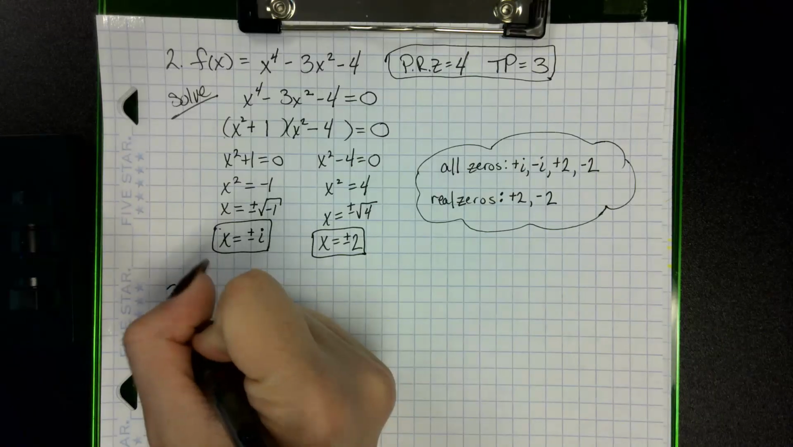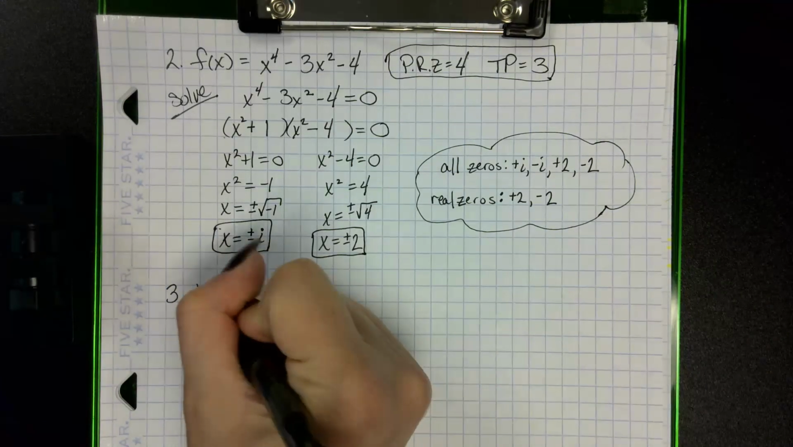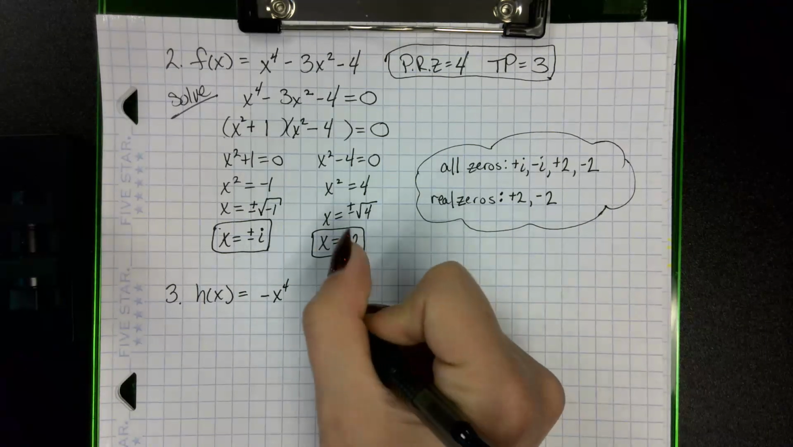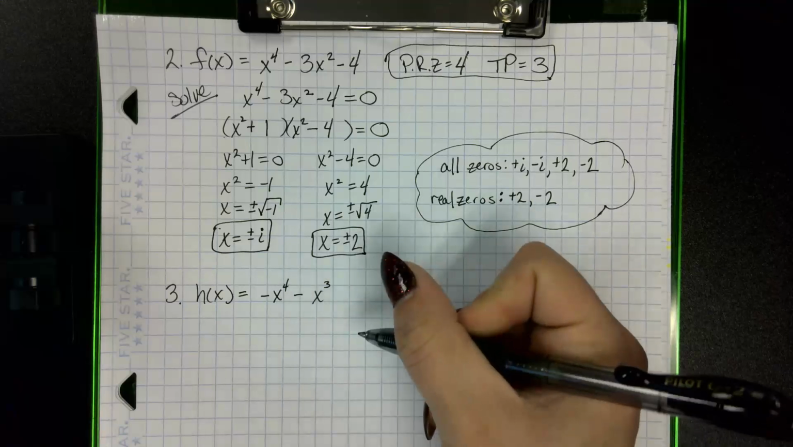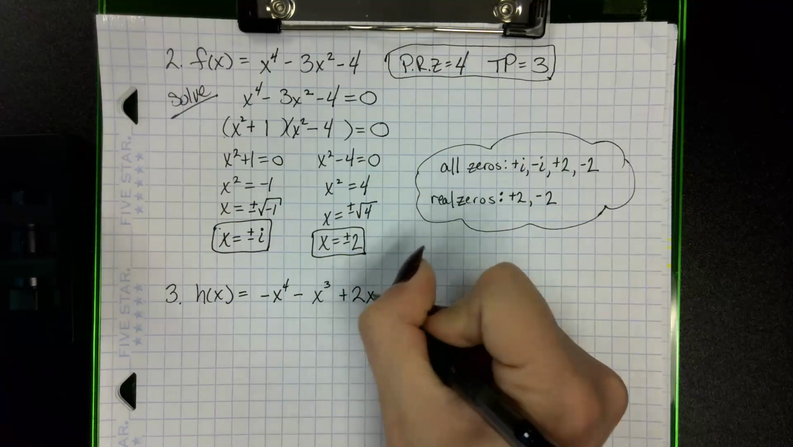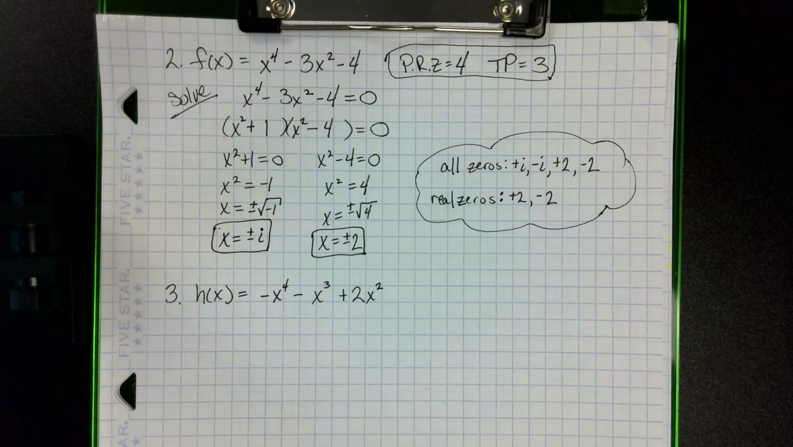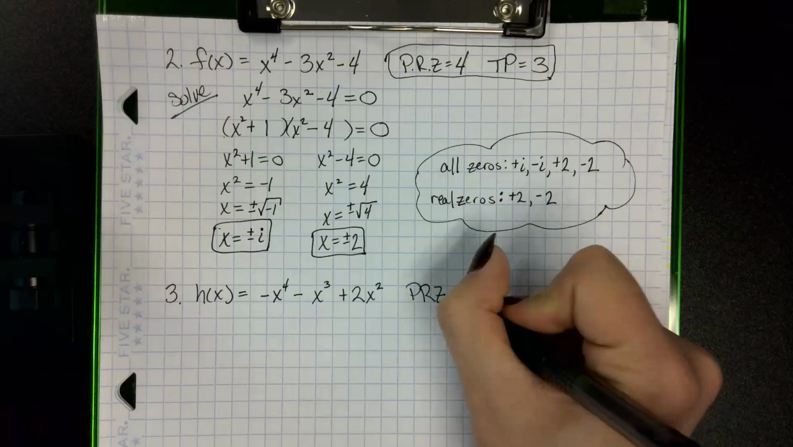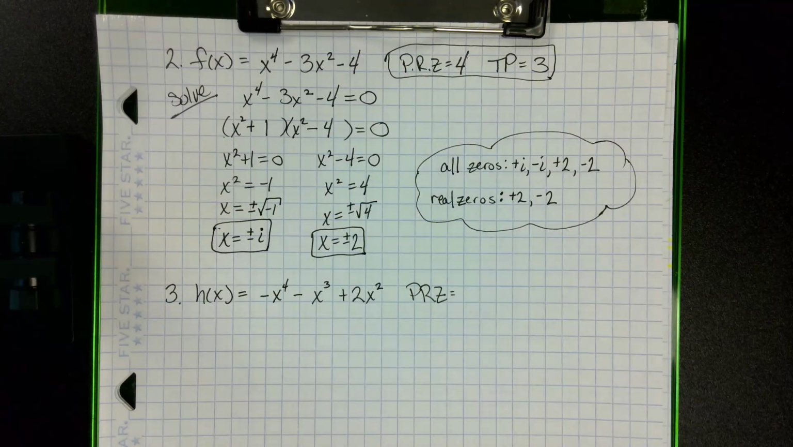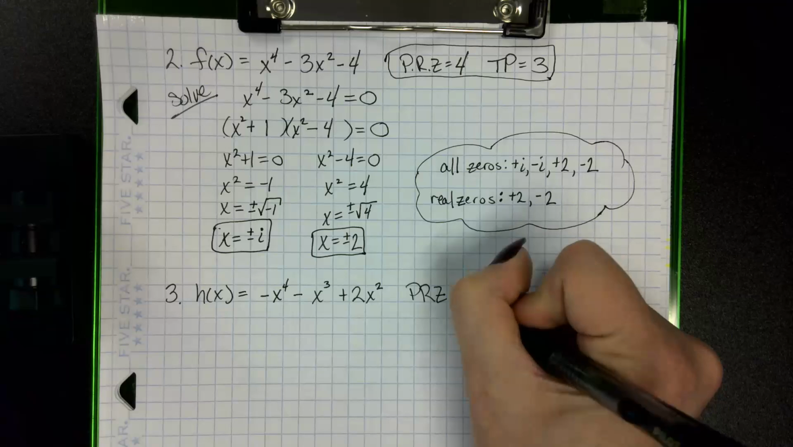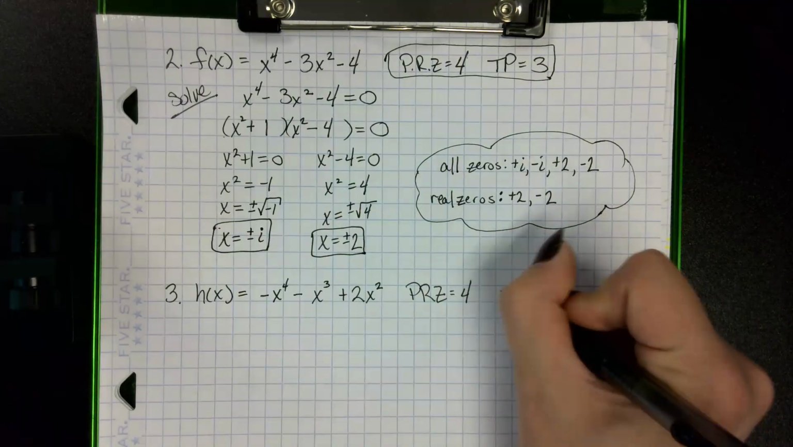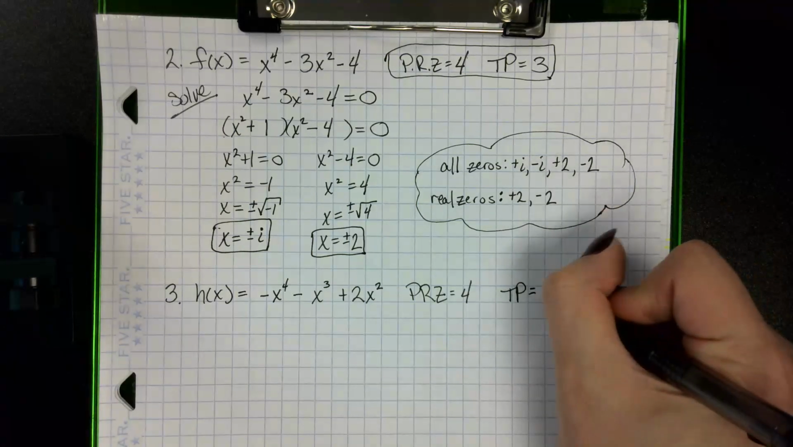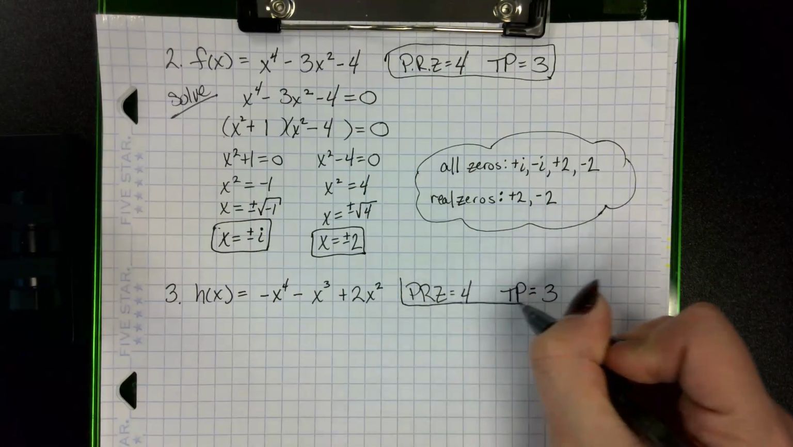And the last example, we have h of x equals negative x to the 4th minus x to the 3rd plus 2x squared. Work it the same as we did the others. Possible real zeros equal to the highest degree. Highest degree is degree 4. So 4 possible real zeros. Turning points is the degree minus 1. So 4 minus 1 gives me 3. That's part of my answer.